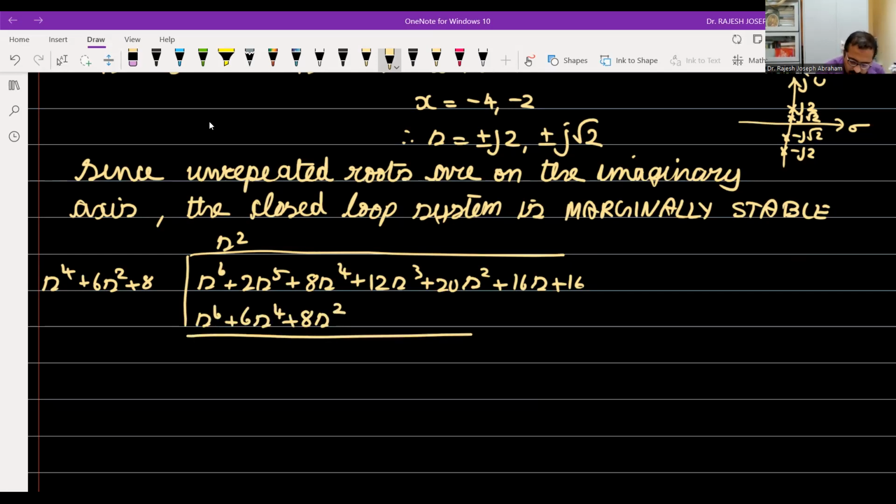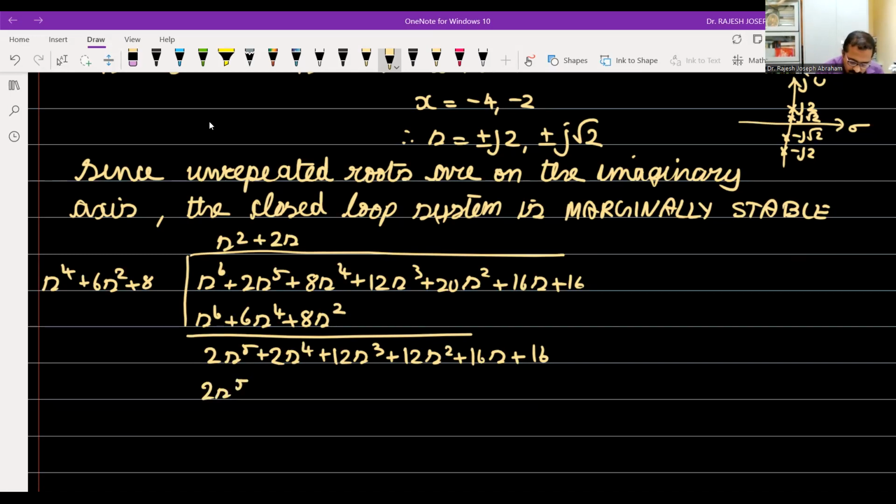Okay, subtract. What will you get? 2s raised to 5 plus 2s raised to 4 plus 12s cube plus 12s square plus 16s plus 16. Okay, now what next is 2s raised to 5. So you multiply this polynomial with 2s. So what will you get?